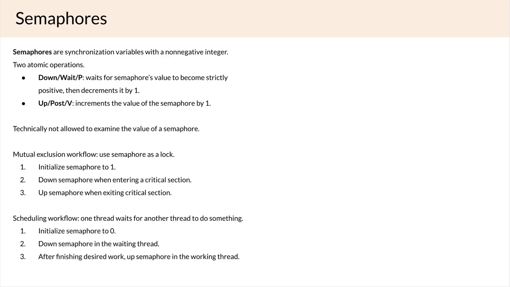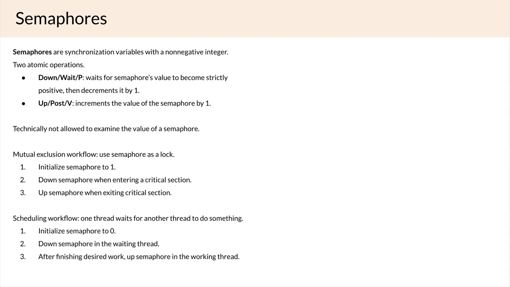So when you down a semaphore, the thread that calls sema down or sema wait is going to wait until the semaphore value becomes strictly positive, and then decrement the value by 1. So if the current internal value of the semaphore is 0, down or wait is going to block. Up doesn't have any blocking, it just increments the value of the semaphore by 1.